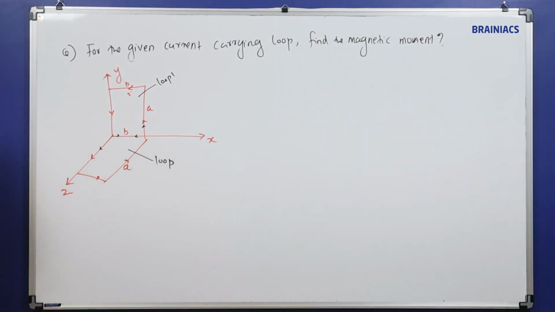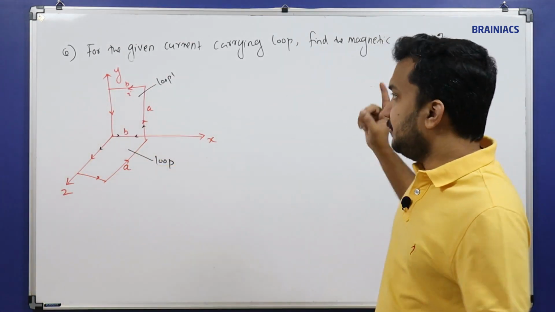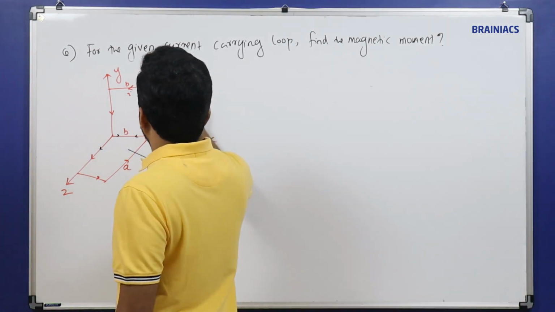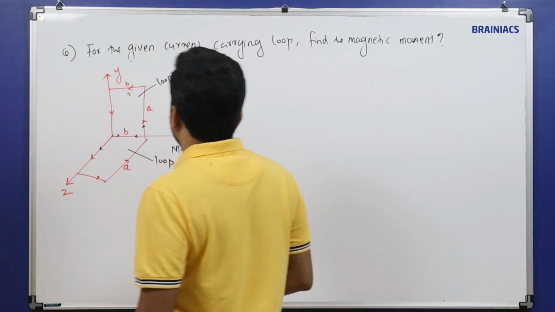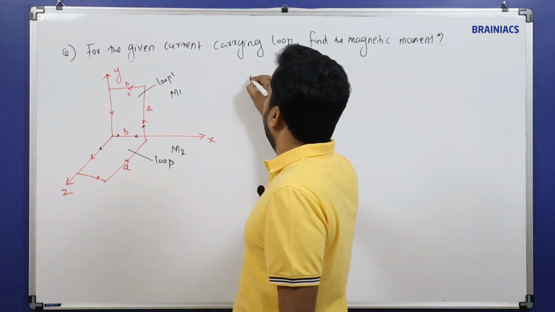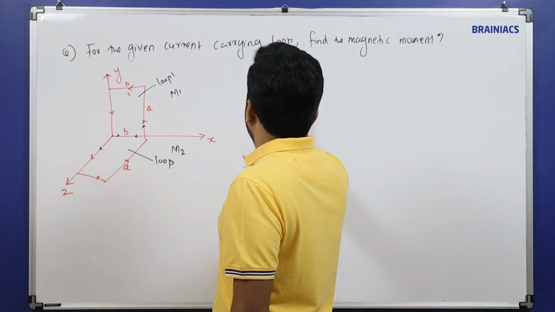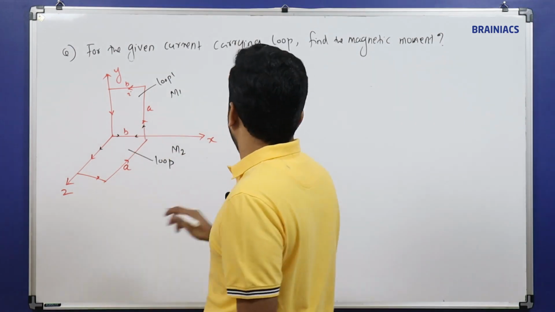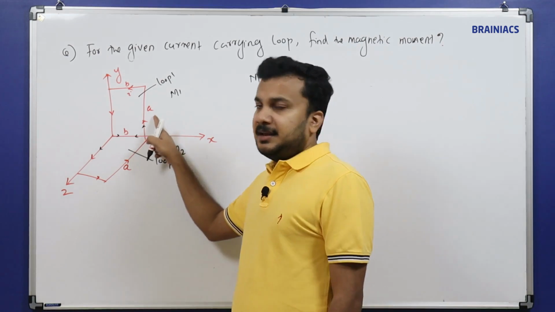So we need to find out the magnetic moment. Magnetic moment is per loop, so here we have two loops, which means two magnetic moments. Loop one magnetic moment is M1, loop two magnetic moment is M2. First we will find loop one's magnetic moment. M1 equals I into area. Current is I, area is length into breadth, A into B, AB. It's a rectangle, length is A, breadth is B.